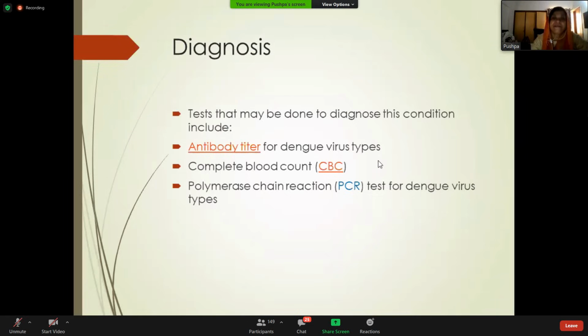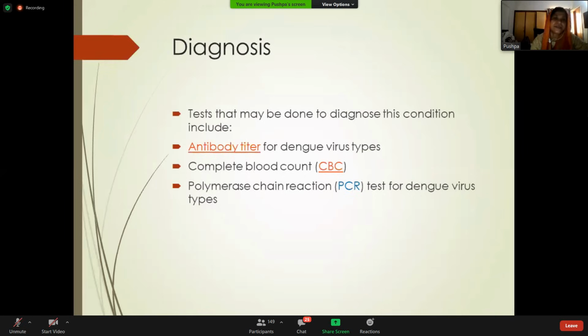And you will find that there will be leukopenia, thrombocytopenia, and their hematocrit level will be increased. So the CBC will show this picture, and when we do serology, you will find there is an increase in the antibody IgG and IgM. Titer of antibodies is done.